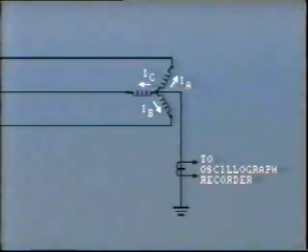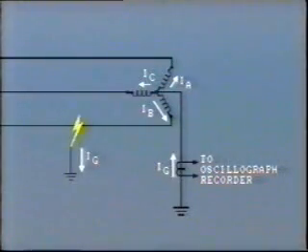Another very sure way of detecting ground faults is to monitor the current in the grounded neutral of a Y-connected transformer winding. Again, this current is quite small under normal, balanced conditions, but rises significantly when a ground fault occurs.